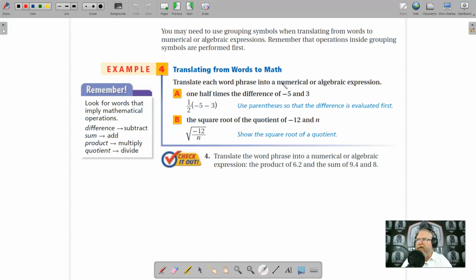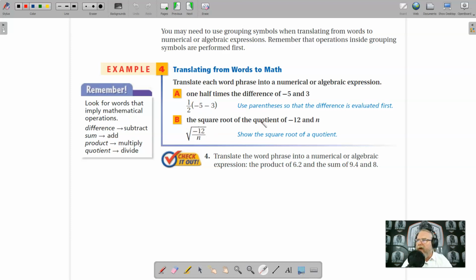So translate each word phrase into a numerical or algebraic expression. First one says 1/2 times the difference of -5 and 3. Difference means subtract, and they list the -5 first, so we need to have -5 minus 3. So the quantity of -5 minus 3, and we're going to use parentheses because we have to do that first. Then we can put the 1/2, and again, no operation sign, so we know that means to multiply, so we're good to go there.